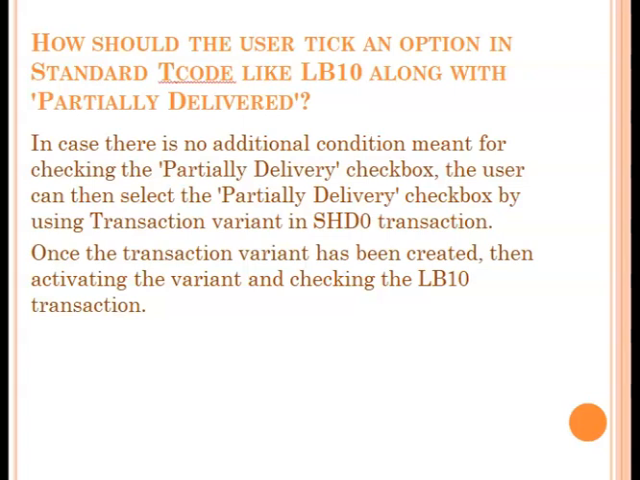How should the user tick an option in a standard T-code like LB10 for partial delivery? Answer. In case there is no additional condition for checking the partial delivery checkbox, the user can select the partial delivery checkbox by using a transaction variant in the SHD0 transaction. Once the transaction variant has been created, activate the variant and check the LB10 transaction.